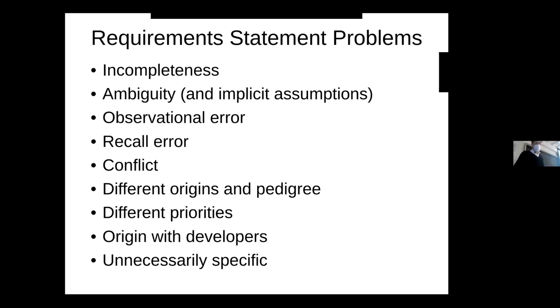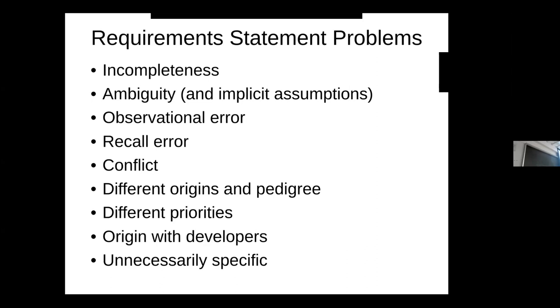Ambiguity, another one, observational error. You're taking down the requirements and maybe you mistakenly understood a comment, which is very common, or you recall it incorrectly after the fact. I say conflict. What do we mean by conflict here? Ian: You can have conflicting requirements. Yeah, particularly if there are multiple stakeholders you're interviewing, and one has one vision and one has another, and those visions aren't necessarily the same.